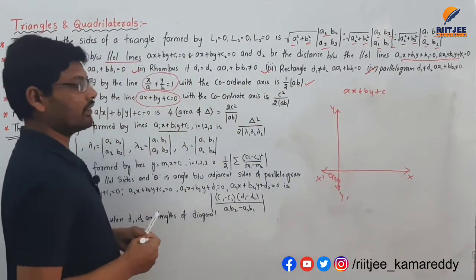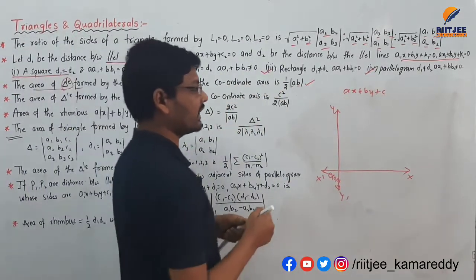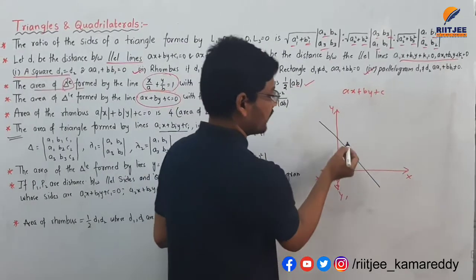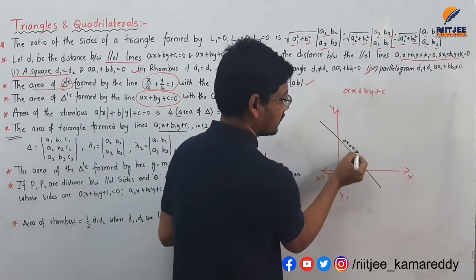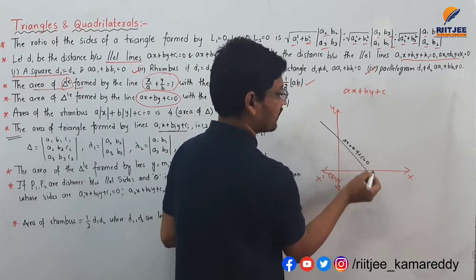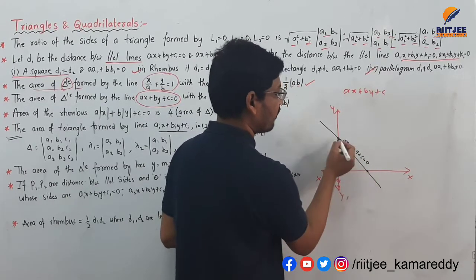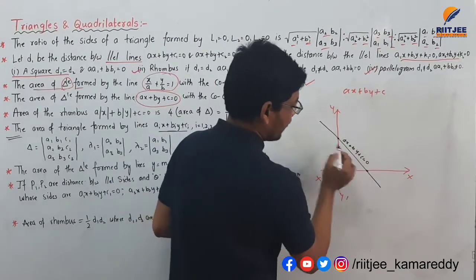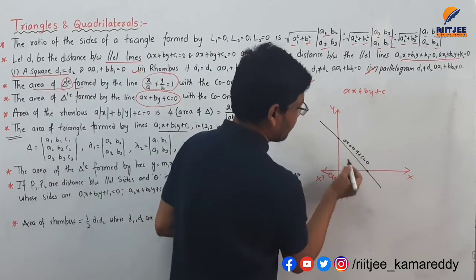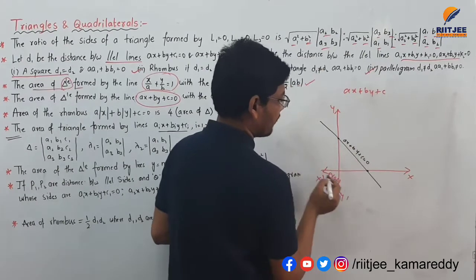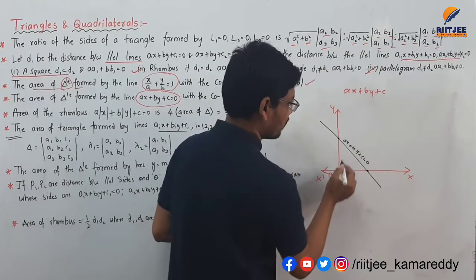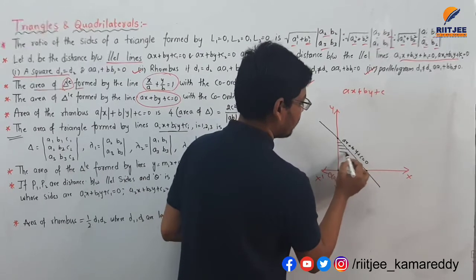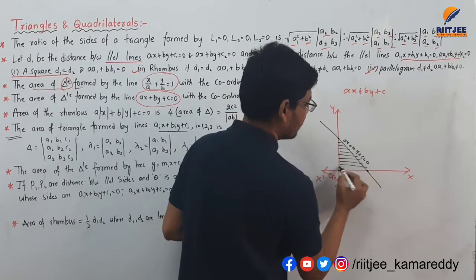A straight line equation is intersecting the two coordinate axes. This straight line equation is ax plus by plus c is equal to 0. It intersects the x axis at one point and the y axis at one point. This is the origin 0 comma 0. By joining all the points, a triangle is framed here. This is a right angle triangle.